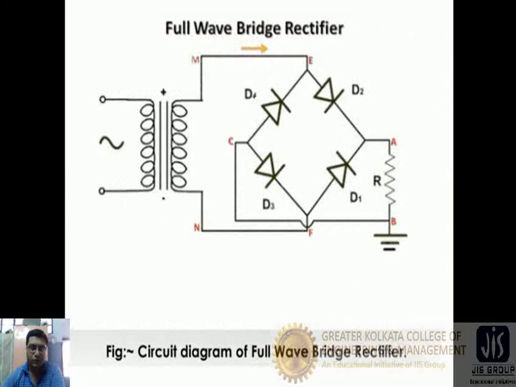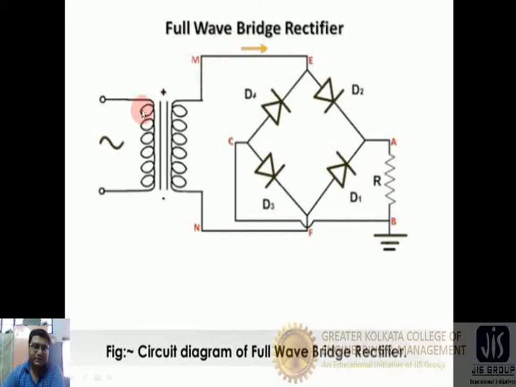So let us see how the bridge rectifier can be built. It is the circuit of a bridge rectifier, a full wave bridge rectifier. Here the AC input is given. It is a step down transformer, and with the help of four diodes connected in a bridge, we build a bridge rectifier. Here there are four diodes, D1, D2, D3, D4, and the load resistance, RL. So we're going to understand how this bridge rectifier works.